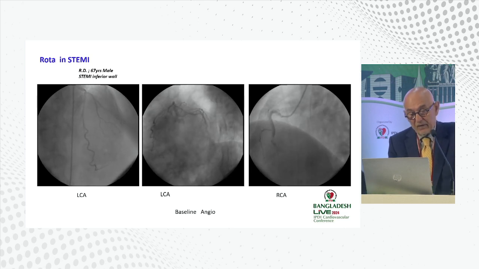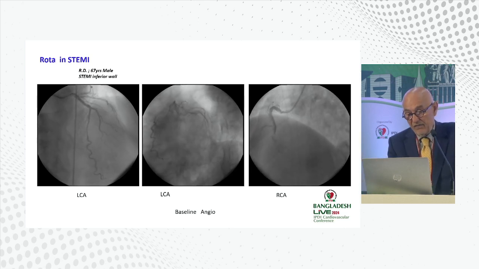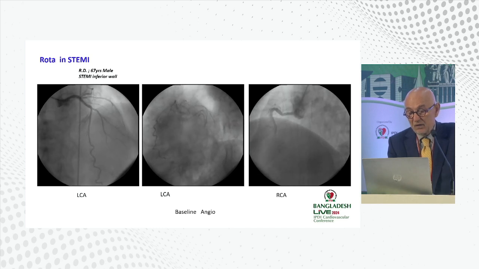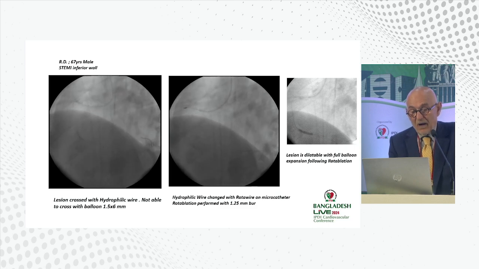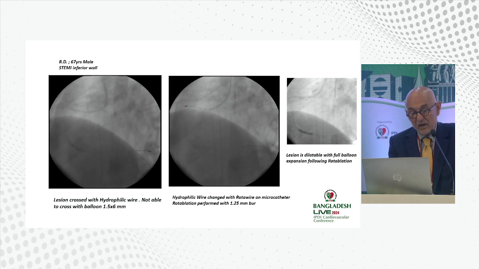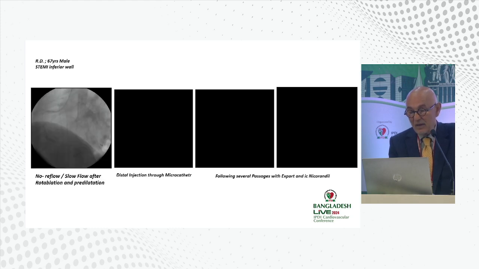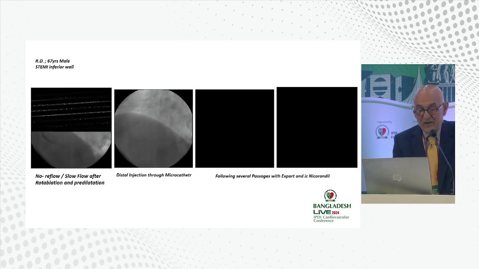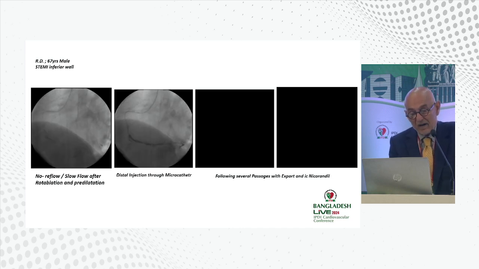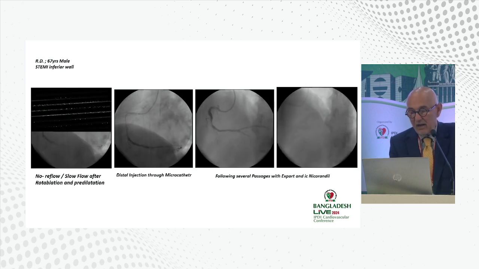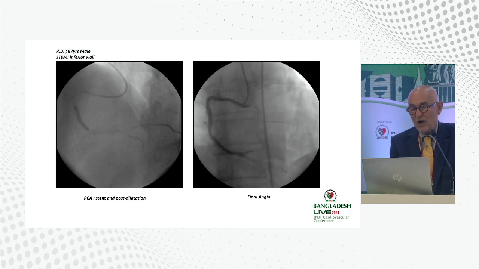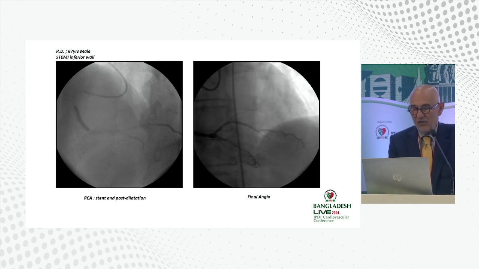Here, the patient with the inferior wall infarction came with a totally occluded right coronary artery. No balloon was crossing. So we crossed through the microcatheter with the wire, the rota wire, and then performed rotablation. After this, the balloon was expanded. But before stenting, we went with the microcatheter to see the distal flow. Distal flow was okay, and then we were able to stent, and this was the final result with TIMI 3 flow.